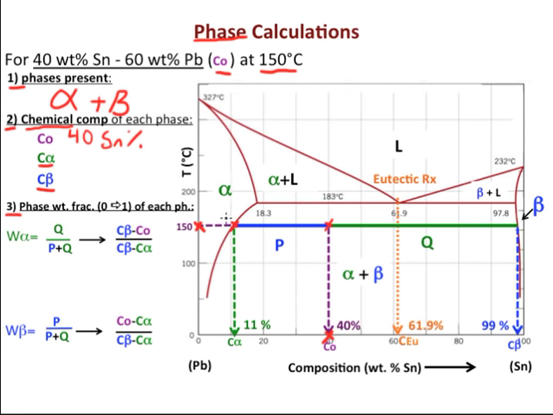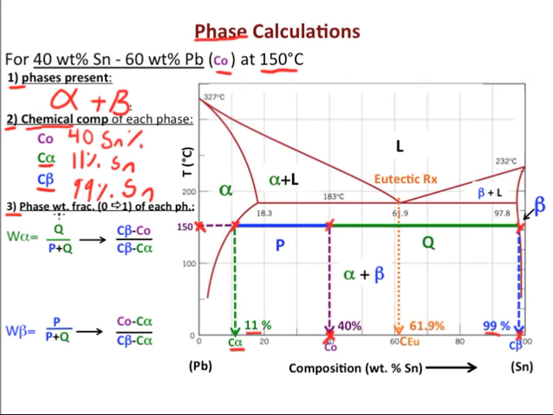So over, or this way, and go down to our x-axis, and that will give us our composition of alpha, which for this given temperature is 11%. This is talking about in terms of tin. Then for our composition of beta, it's again at 150 degrees, we go over to the solubility limit of lead in beta at our given temperature, which would be over here. Remember, these are solubility limit lines, and we go down from this point to the x-axis and read off the number. So in our case, it is 99% tin for our composition of beta.